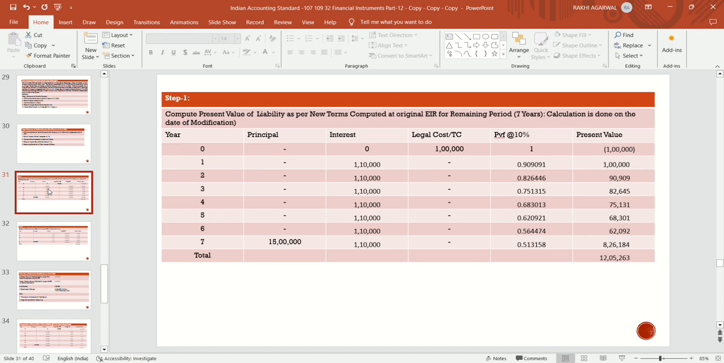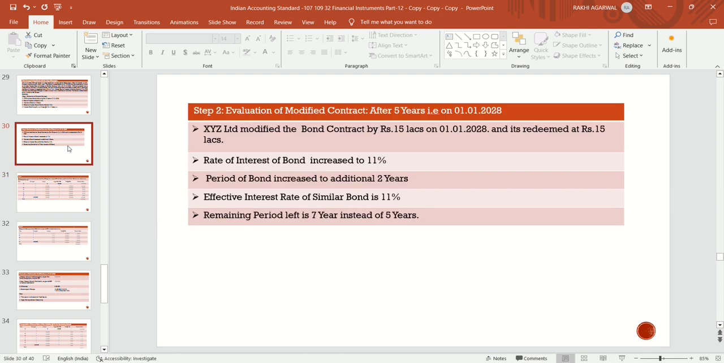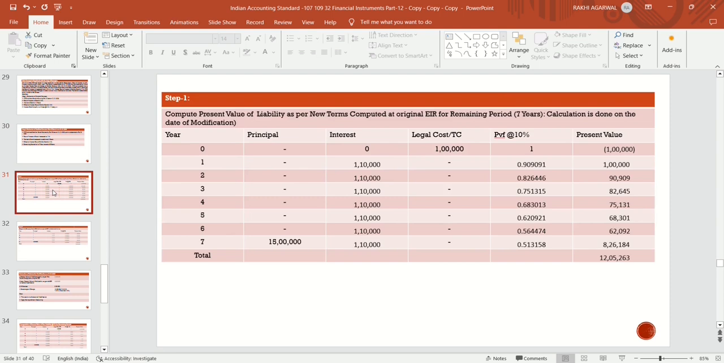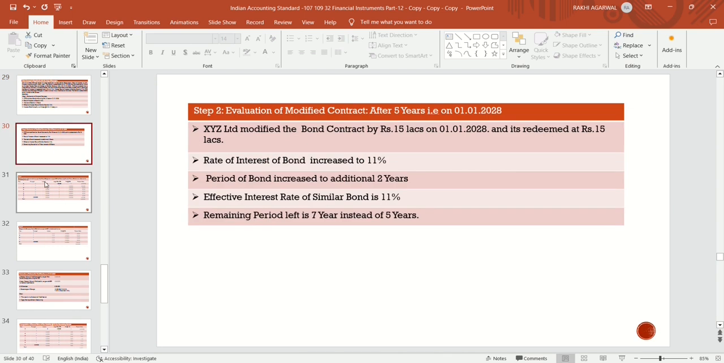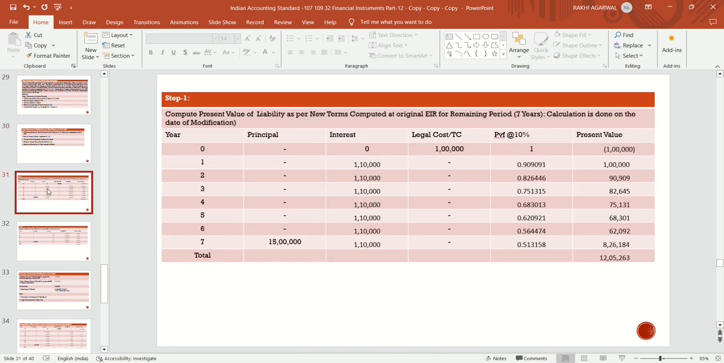And interest is to be paid on 10 lakhs, at the rate of 11%. That is, the rate of interest is increased to 11%. So it becomes 1,10,000, because the new effective rate is 11%. Legal cost is 1 lakh. This legal transaction cost is incurred at the time when the modification takes place, so the 1 lakh is incurred as legal charges. So it will happen after 5 years, when the modification takes place.